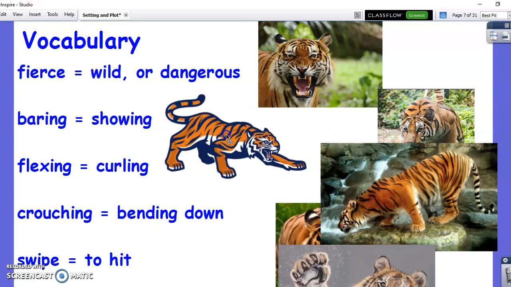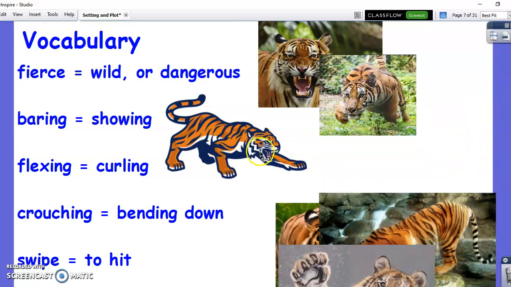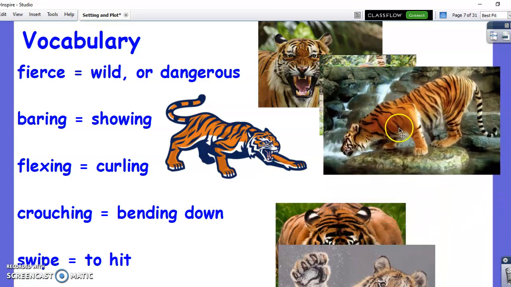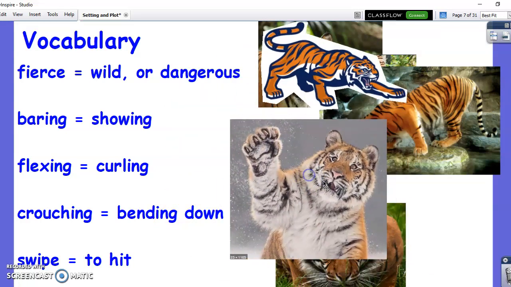The tiger or cats, if you see them play, they crouch down usually and then jump at something, at their prey or something. So a crouching tiger is usually ready to pounce or jump on something. This tiger's crouching to drink water. Swipe just means to hit, like this tiger here, swiping at something with his paws, swatting, swiping, trying to hit something.